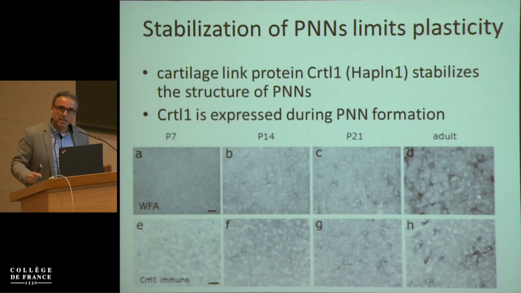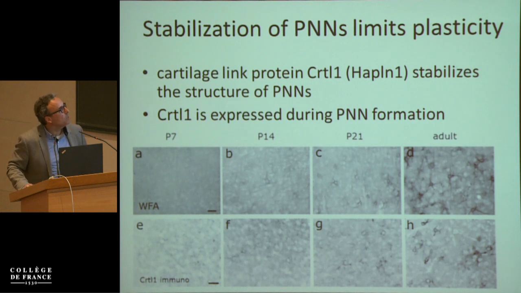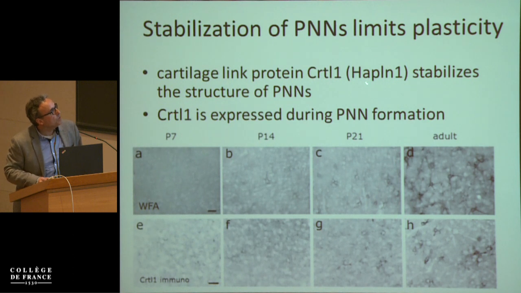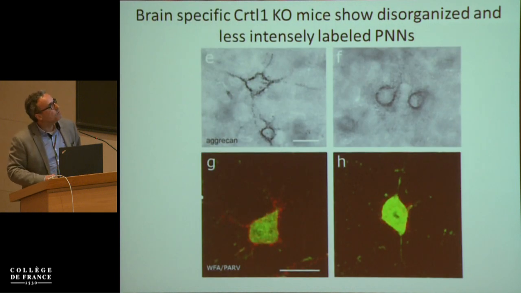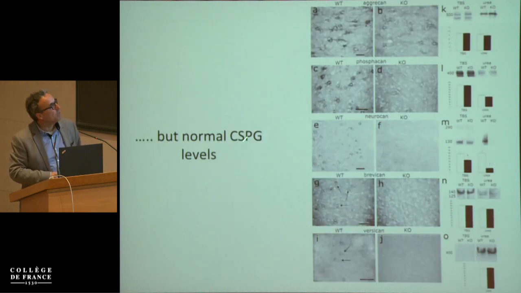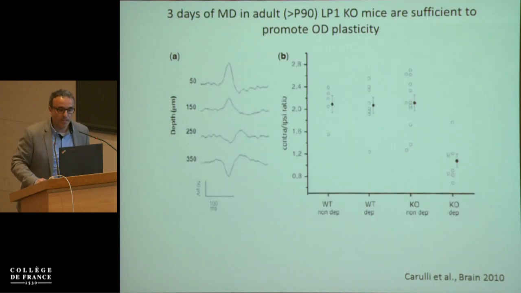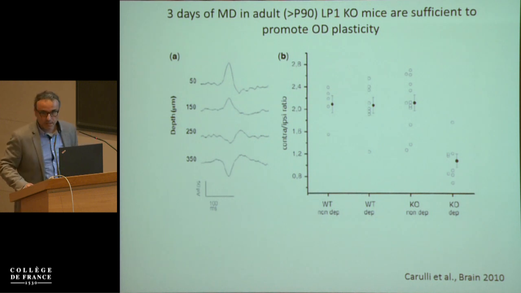To really test whether it was the organization of the net rather than the mere presence of the CSPGs that was important, we analyzed, together with James, a mouse model which basically lacks the link protein CRTL1 in the brain. This protein is necessary to organize the perineuronal net, and if you don't have this protein, you have a very disorganized perineuronal net. But importantly, the overall CSPG levels are not changed. So we can really test whether it's the structure or the amount that is important.